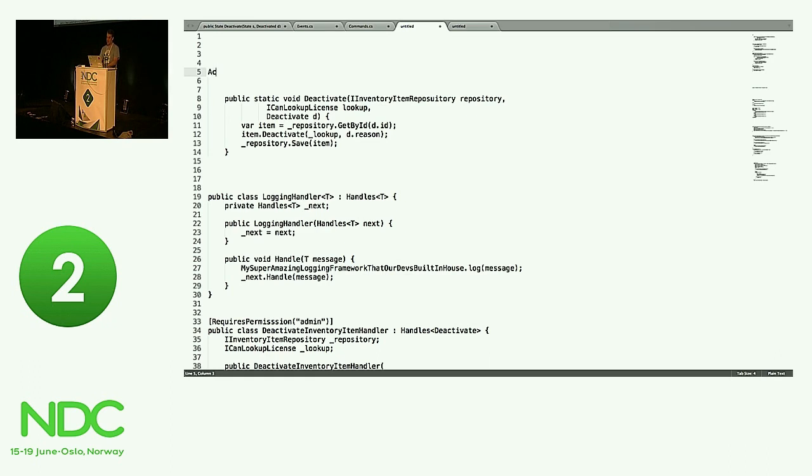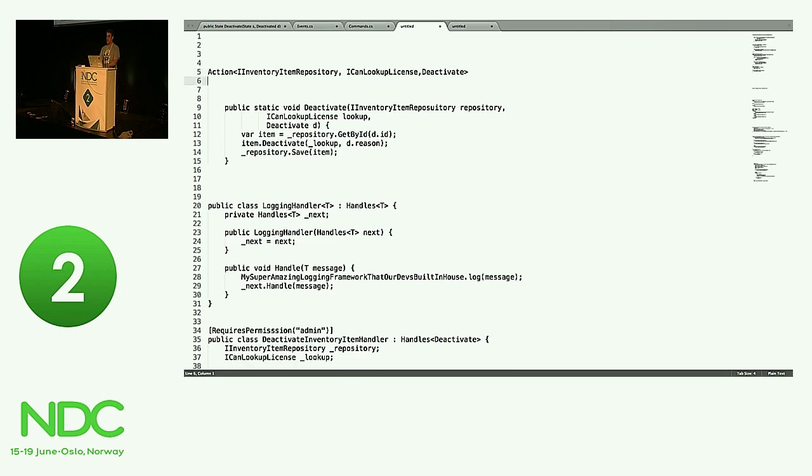So what I have here, and I'm just going to tell it as an action, but normally it would be a func of unit. So I've got an action of I inventory item repository of I can look up license of deactivate. And you see, what I want is I want an action of deactivate. Why do I want that? Because then I'd be back to a common interface, right? It'd be an action of T where T is a message. Just like my handles of T. So the question is, how do I convert from this into this?